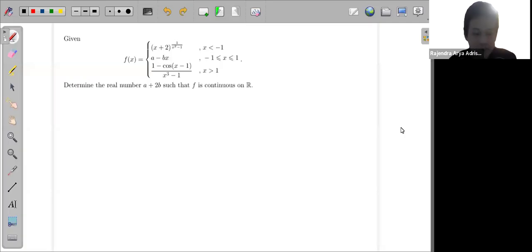Okay, hello everyone. So in this video, we're gonna try to solve this problem about continuity of a function. So let me write answers first. Okay. So the problem wants us to find the real number a plus 2b so that f is continuous on R, on the whole real numbers.